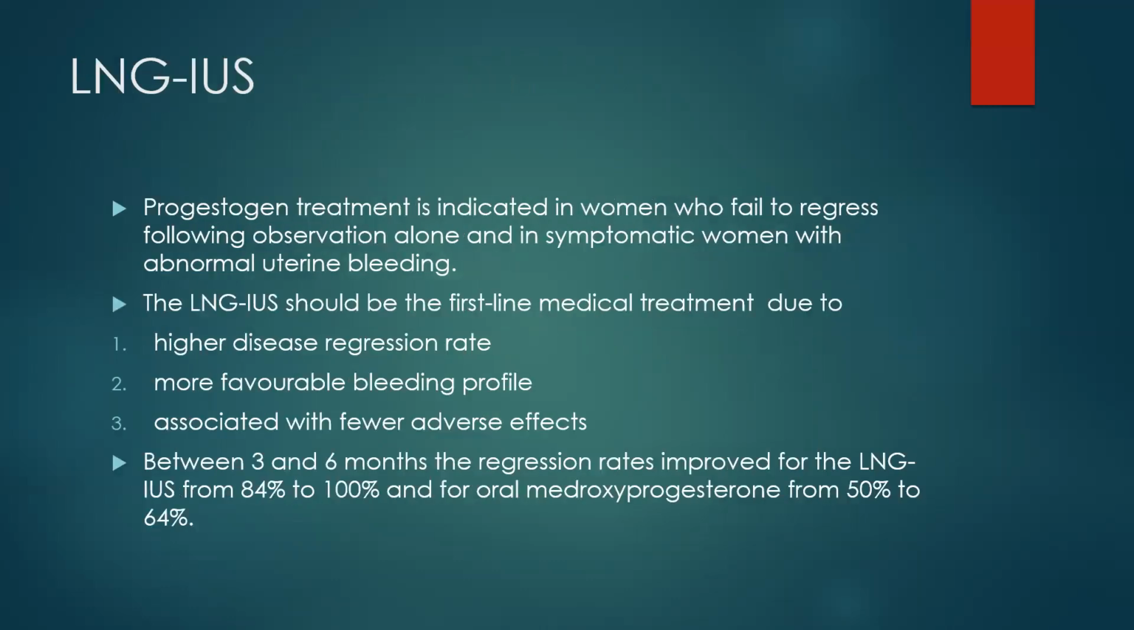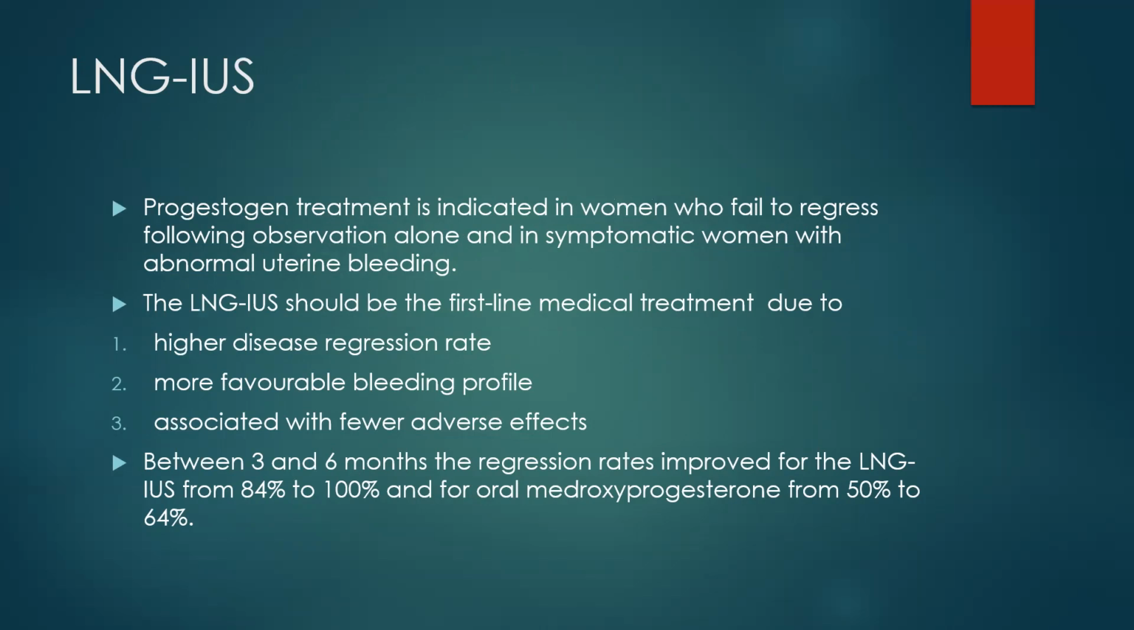For LNG-IUS, we will explain to the patient that progestogen treatment is indicated in women who fail to regress following observation alone, or in symptomatic women with abnormal uterine bleeding. The LNG-IUS should be the first line medical treatment due to a higher disease regression rate, more favorable bleeding profile, and fewer adverse effects.